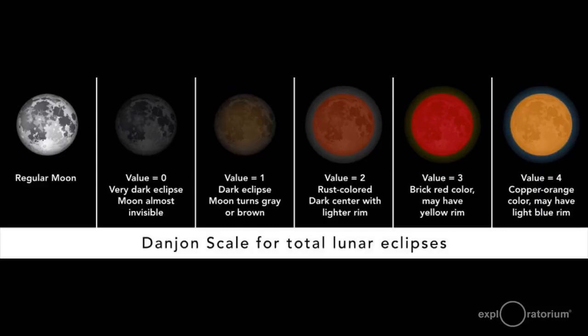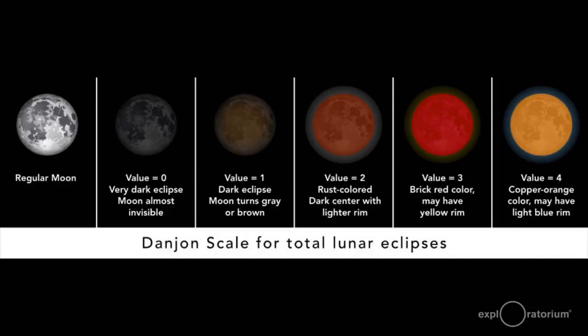And that completely robbed the moon of any light, sunlight, and it disappeared. So you can see here, it varies in brightness from, again, very, very dark, which is a 0, to 4, which is a copper orange color. And that all depends on the weather and how many particulates are around the edge of the Earth.